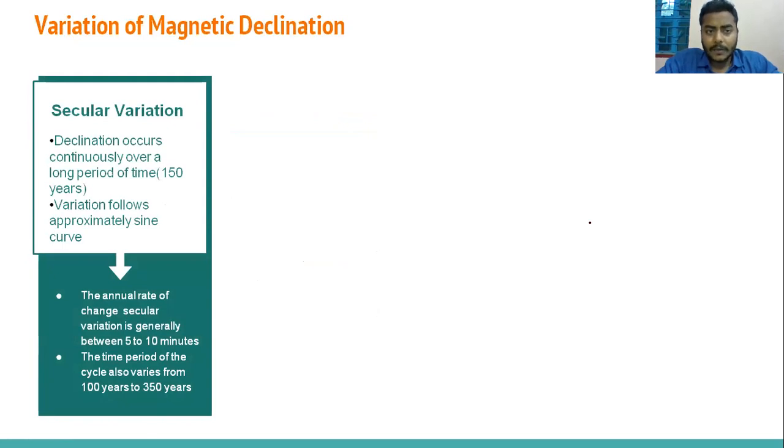Declination is the angle between true meridian and magnetic meridian. True meridian is fixed. It does not vary according to time and places, right? By using astronomical observation, we can calculate true bearing. But magnetic meridian will vary from place to place, time to time. It depends upon many conditions, various factors which affect the magnetic meridian, right?